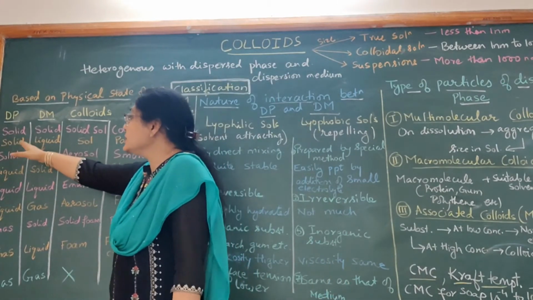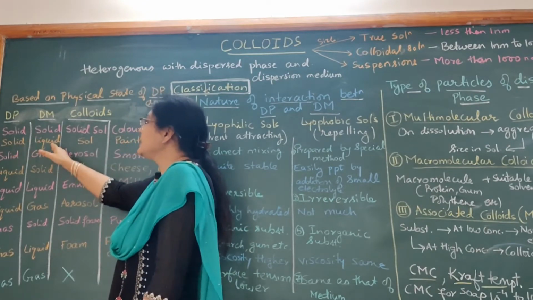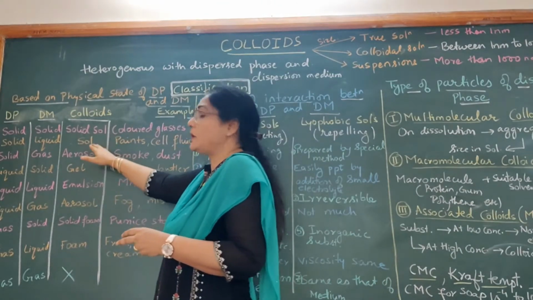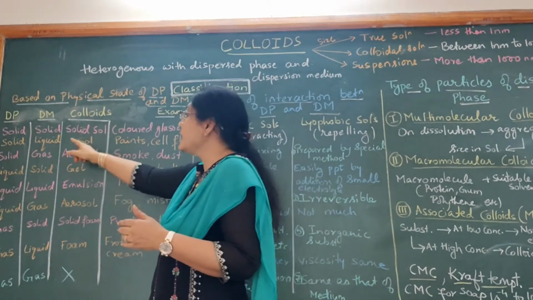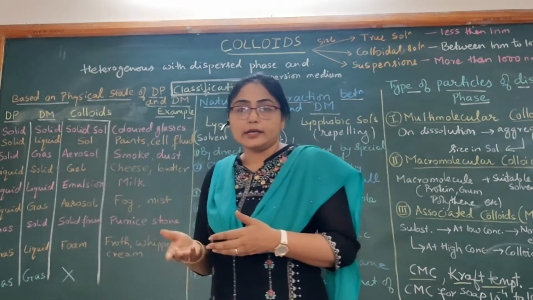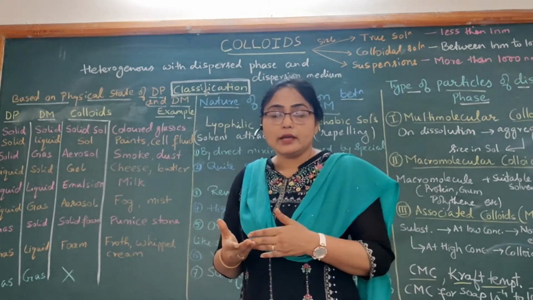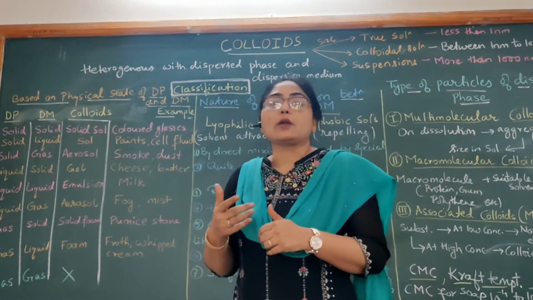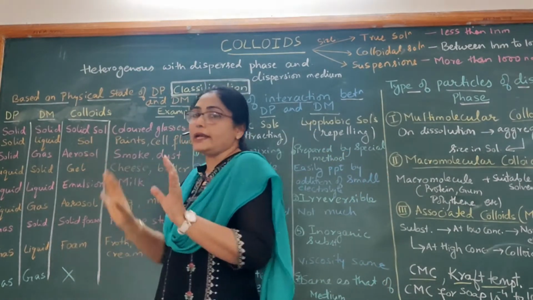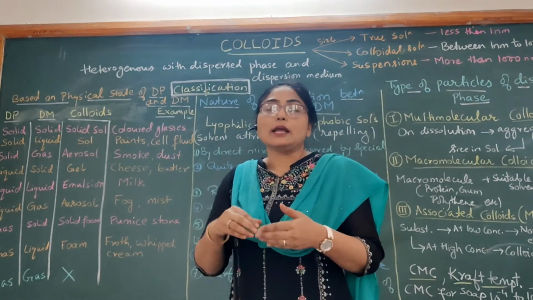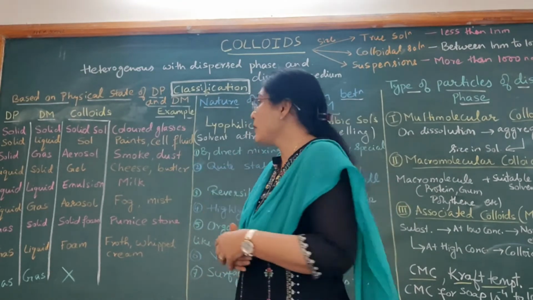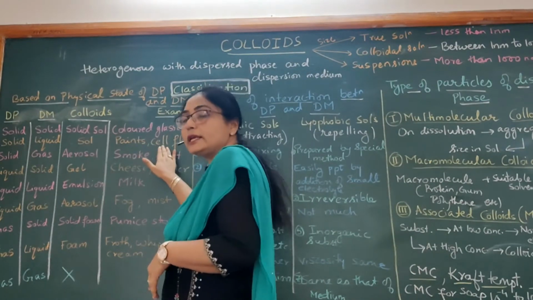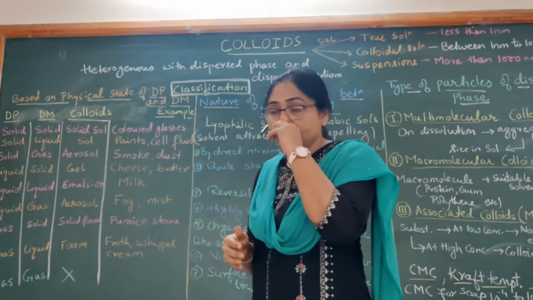Next, solid is the dispersed phase and dispersion medium is liquid. These kinds of colloids are considered to be sol. Now, if this dispersion medium is water, then it can be called aquasol. If this medium is alcohol, it can be called alkosol. So, sol means colloids. It can be aquasol, it can be alkosol. Examples of these types of sols are paint, and cell fluid, the fluid inside the cell, which is also a colloidal form.